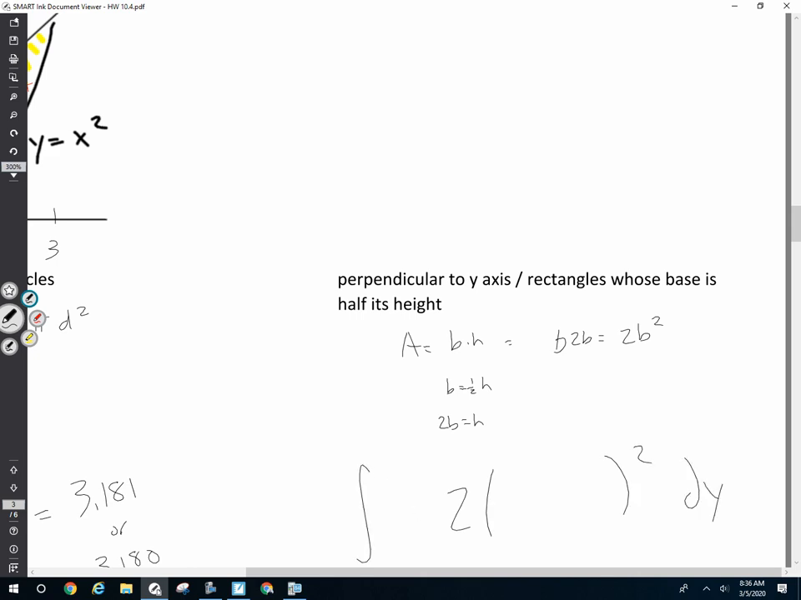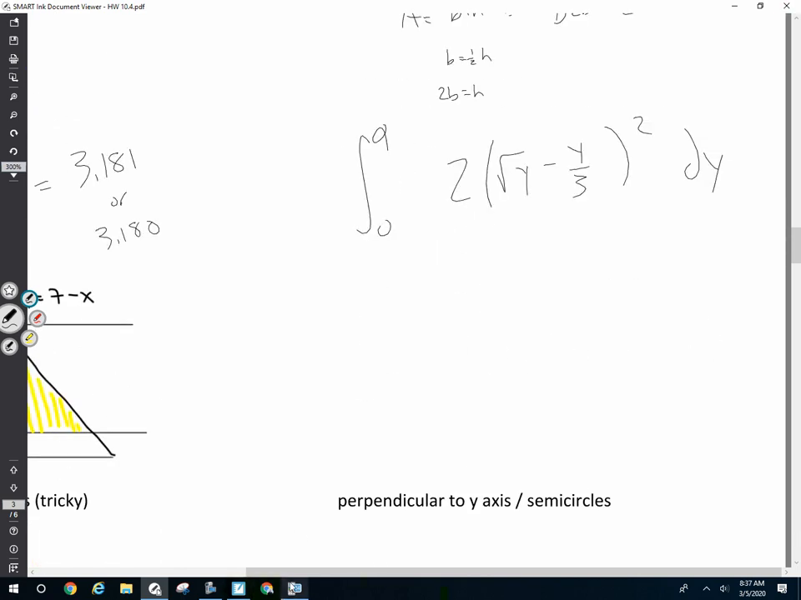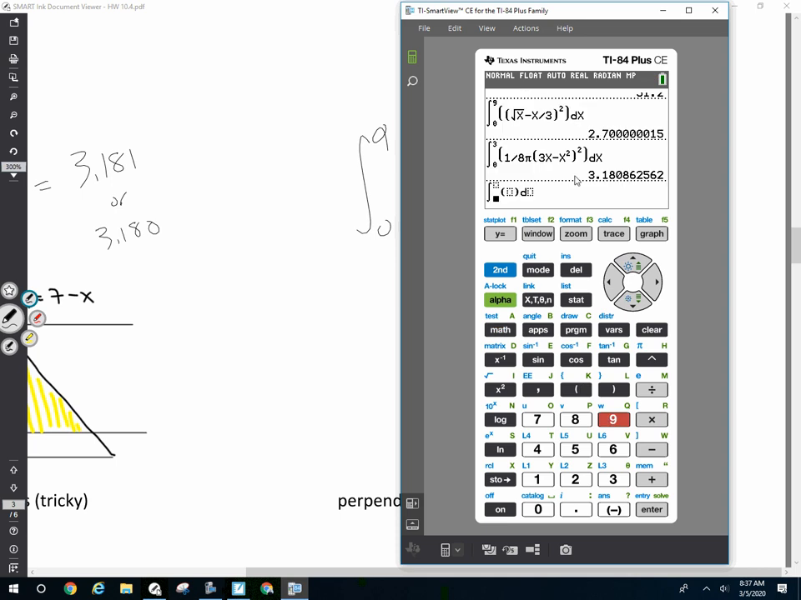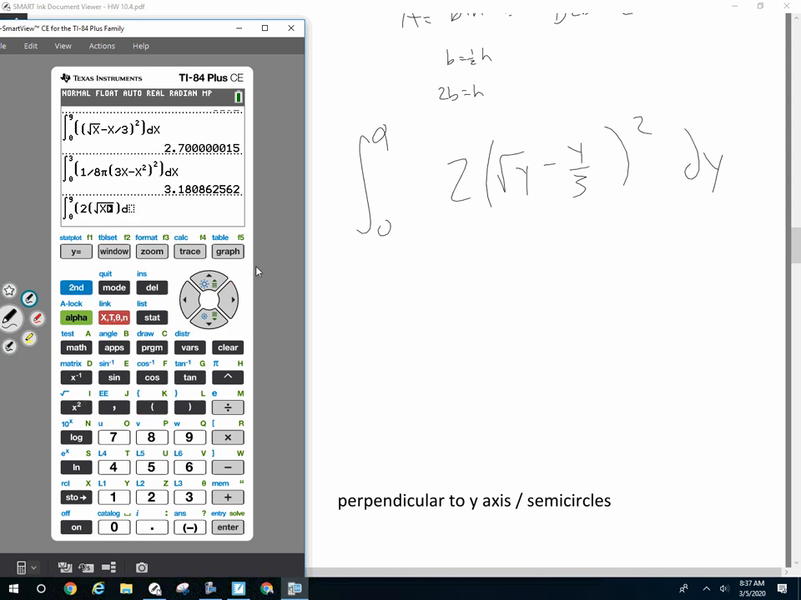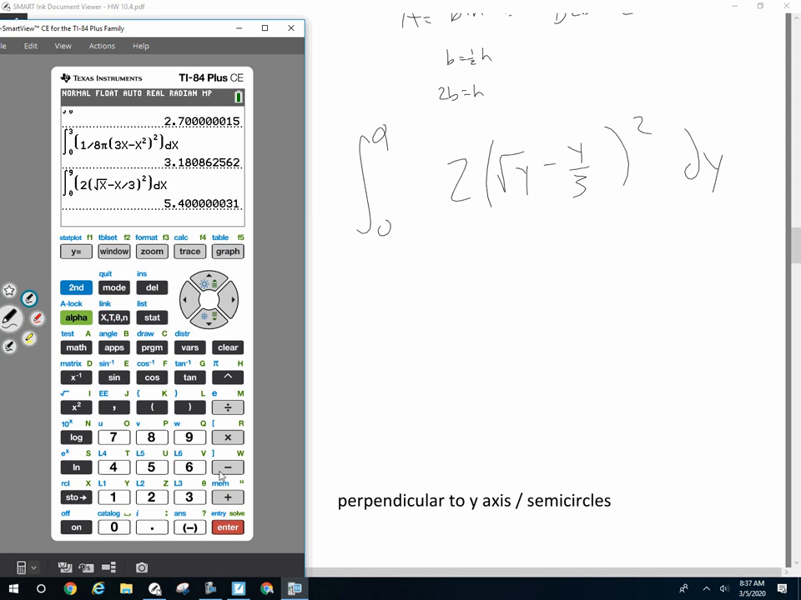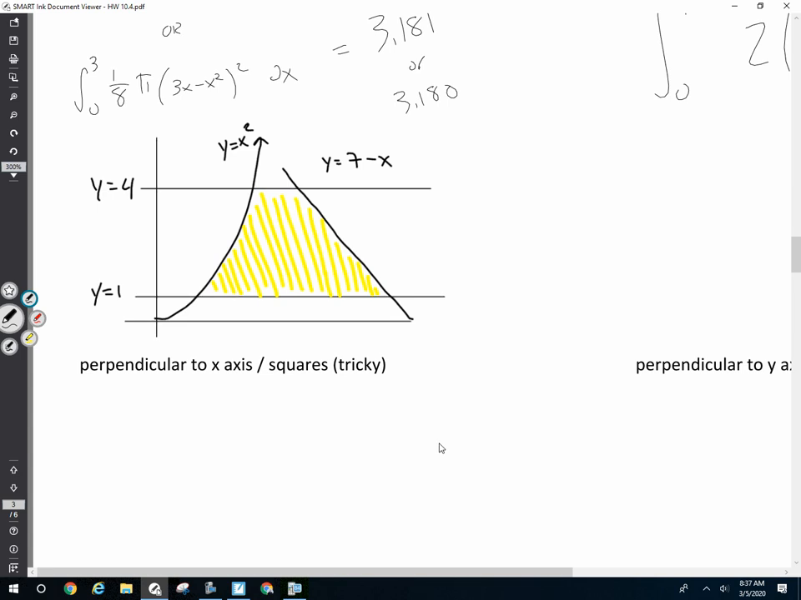Perpendicular to the y-axis, they'll have a skinny height. I'll go from 0 to 9. The base length will be the right minus the left. And you can type that into your calculator. Zero to 9, 2 parentheses root y minus y over 3 squared dy. 5.4.